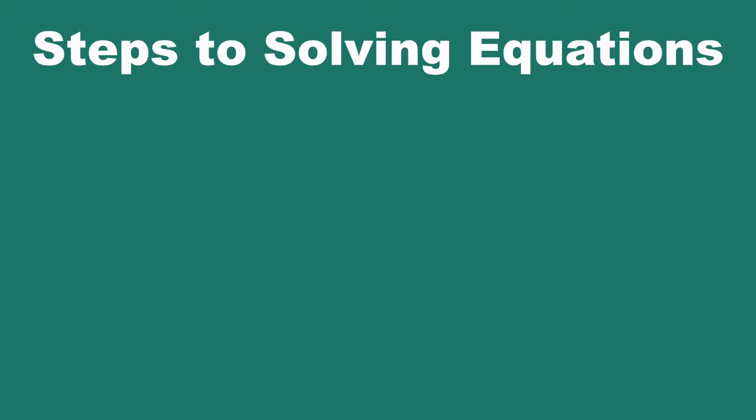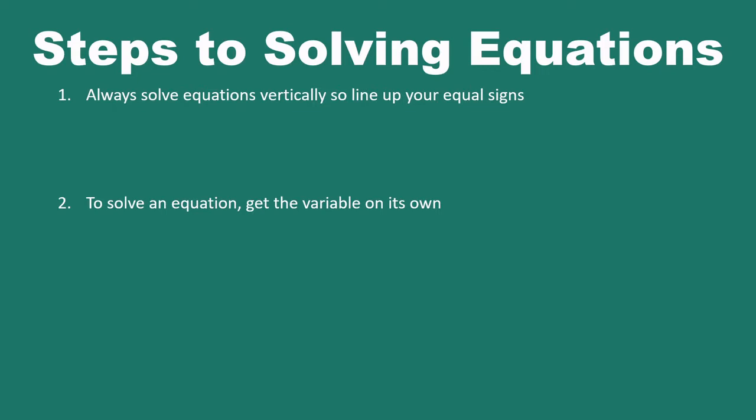Now, once again, let's go through the steps we've seen before for solving equations. But to solve two-sided equations, we're going to need to include a couple of extra steps. Step 1 will always be the same. We are always solving our equations vertically, that is, top to bottom. So we line up our equal signs on top of each other so we can clearly see what's happening on the left and right side of the equation. Step 2, to solve an equation, we want to get the variable on its own. And to do that, we look at what's been done to the variable and we reverse those operations to undo it.